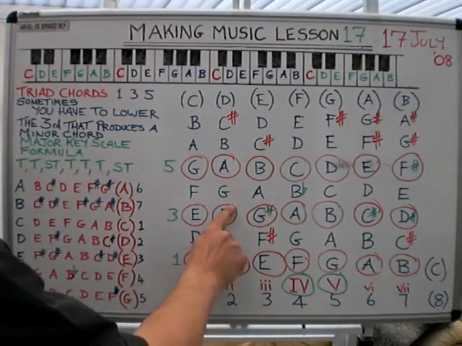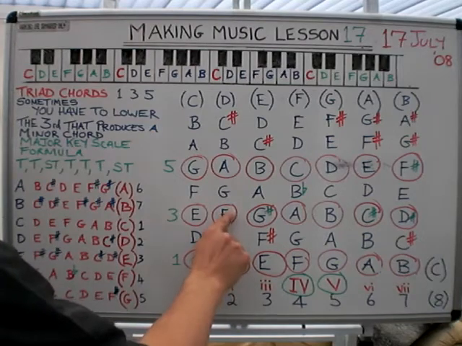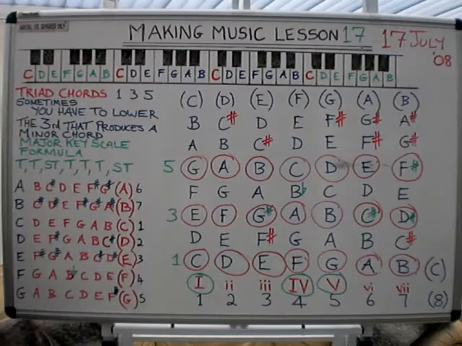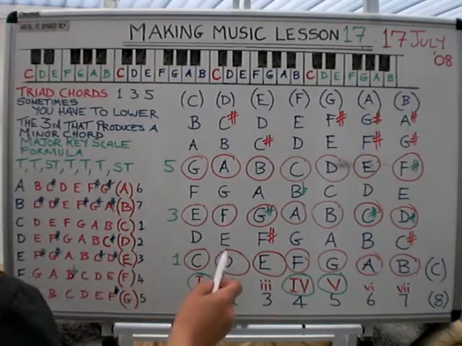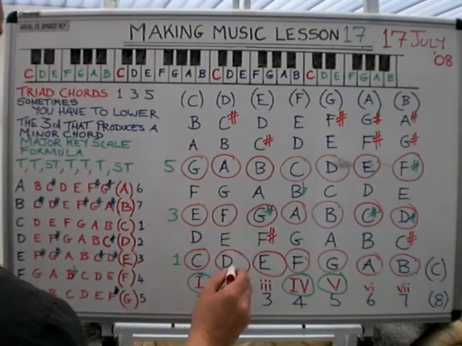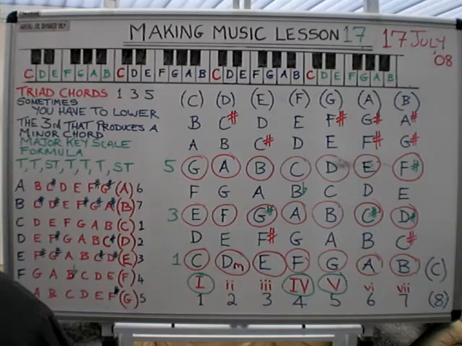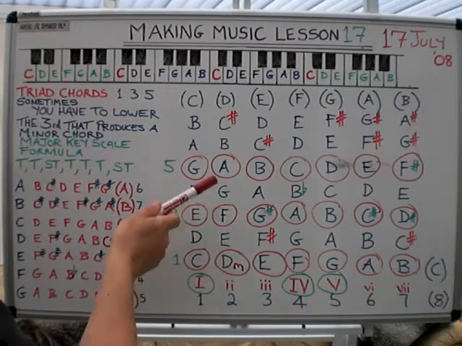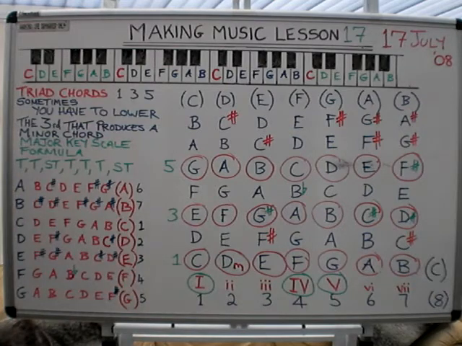But when we do this, I'm going to take that sharp out, we've lowered it, but in so doing you are changing this chord into a minor chord, a D minor chord. Now we'll explain in a later lesson why this is the case.